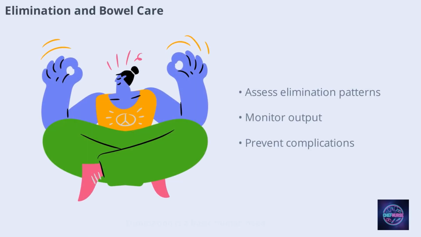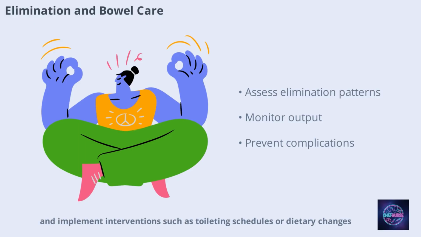Elimination is a basic human need, and the NCLEX may test your knowledge of urinary and bowel care. Assess for signs of retention, incontinence, or constipation, and implement interventions such as toileting schedules or dietary changes. Monitor output and report abnormalities. Maintaining elimination helps prevent discomfort and complications like infections or skin breakdown.